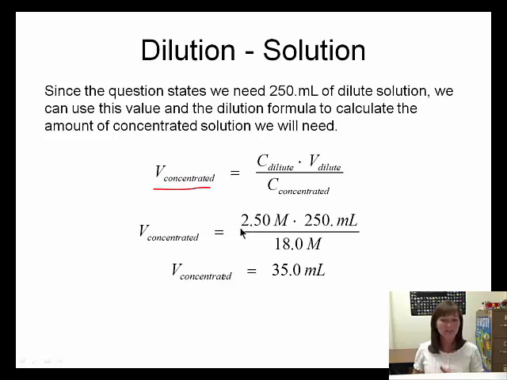The concentration of the diluted one was 2.5 molarity. The volume after I diluted it was 250 milliliters, and the original concentration of the concentrated was 18 molar. When you type that into your calculator, you figure out that you need to take 35 milliliters of the concentrated stuff. So you pour that out, you've got 35 milliliters here. Now you're going to add enough water until you get up to this final volume, this 250 milliliters that we wanted. So next you mix the 35 milliliters with water until the total volume is 250 milliliters.